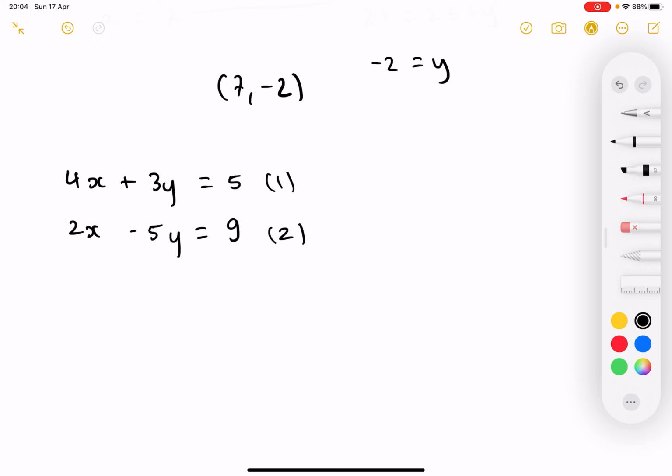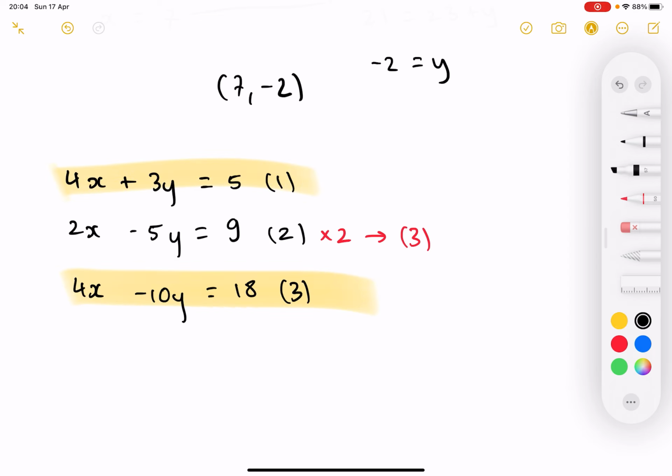Right, similar problem here. The easiest way is if we have a look at the x's this time, all we have to do is multiply this by 2 to get it as 4x, and then we can subtract to get rid of them. So let's times the second equation by 2, and let's call this equation 3. So we times everything by 2. So 2x times 2 is 4x, minus 5y times 2 is minus 10y, and 9 times 2 is 18. And let's call this 3. Let's just highlight them so you can see which ones we're dealing with.